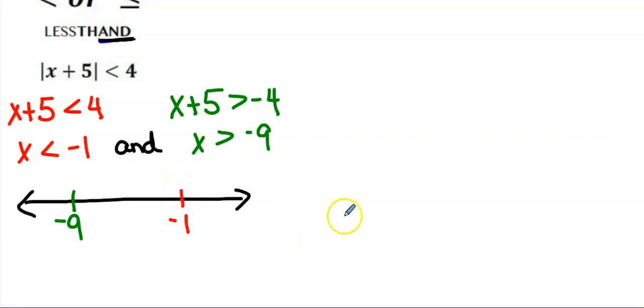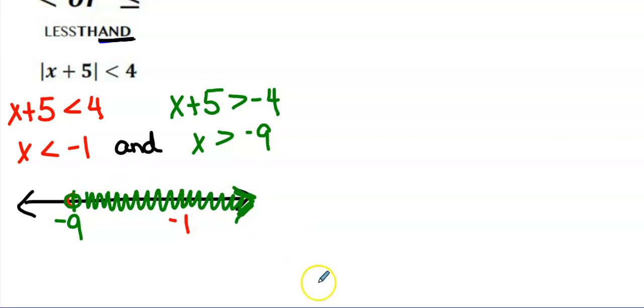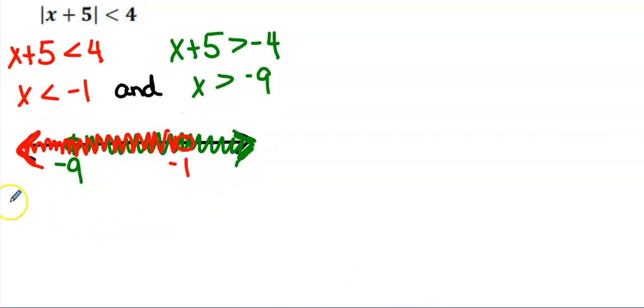So what we're looking for here is overlap. All right, so let's look at everything that's greater than negative 9. So I've got an open circle here. Whoops, I'm going to do that in green. Open circle. And everything that's greater than is everything going this way. So all of that is greater than -9. Everything less than -1 starts here at the -1 and goes all the way to -infinity. But what I'm looking for is the overlap. I'm only looking for this part right here that's both red and green.